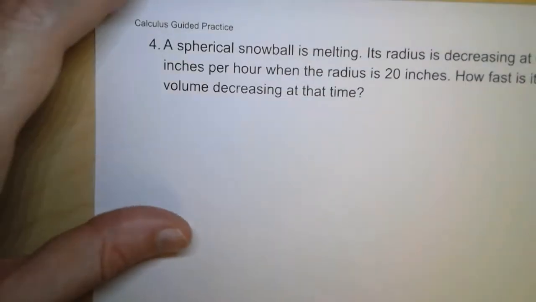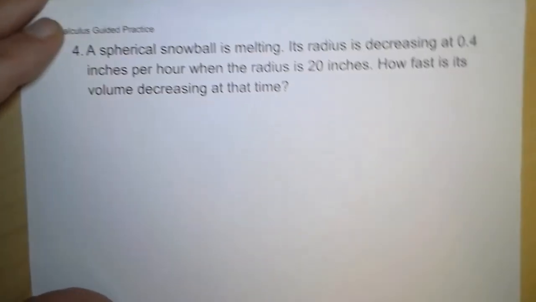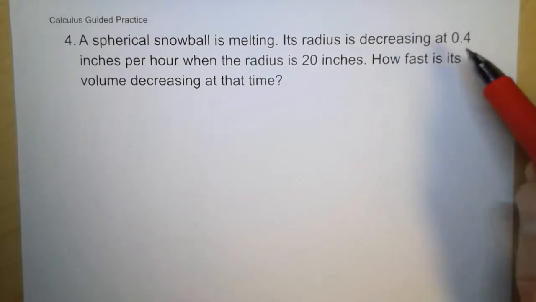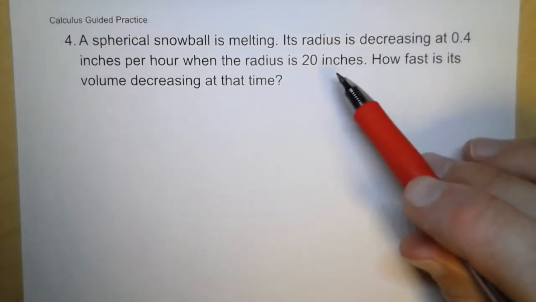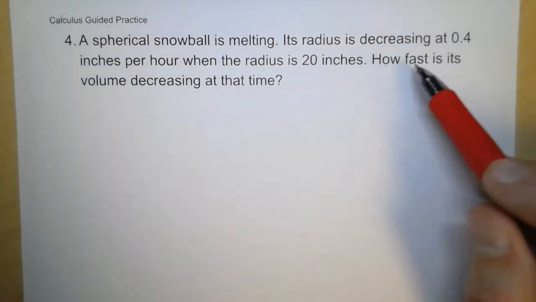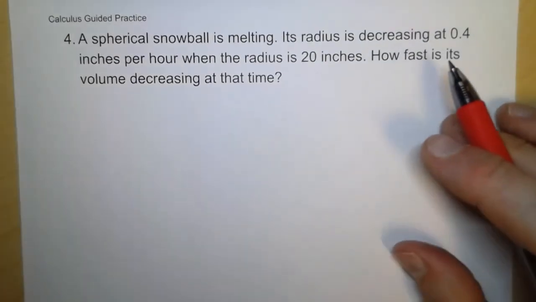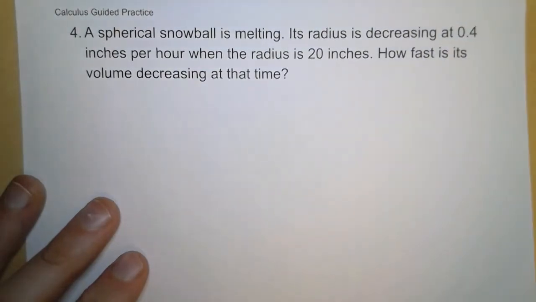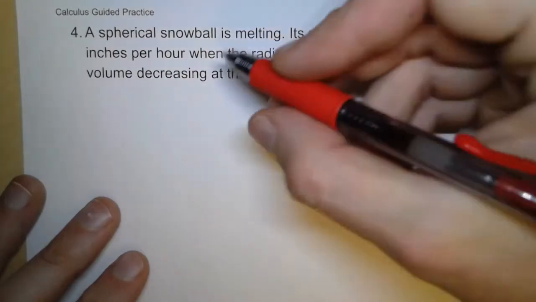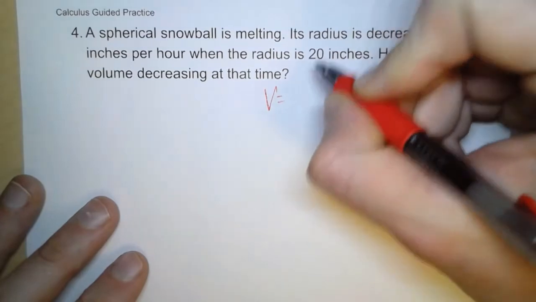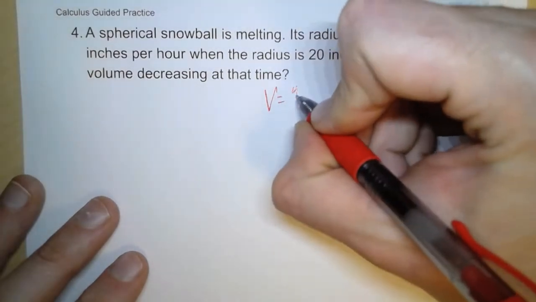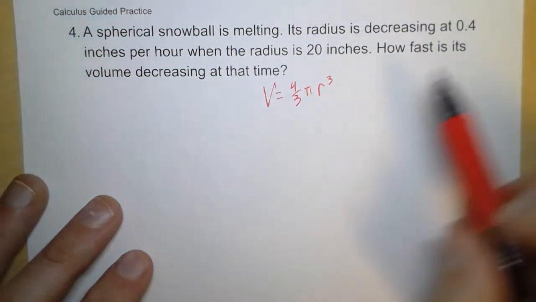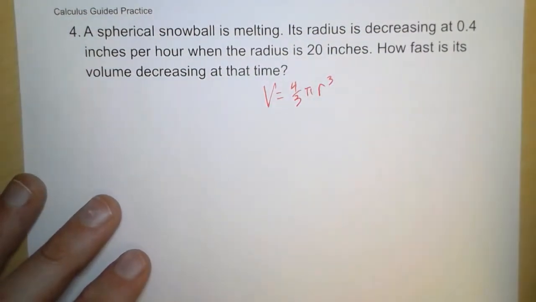All right, let's look at the next problem. Here we're talking about a spherical snowball. And so it's saying the radius is decreasing at this rate when the radius is that amount. And so we want to know how fast is the volume decreasing. So we're talking about radius and we're talking about volume of a sphere. So that means that our volume formula is the volume formula for a sphere, 4/3 pi r cubed. Now, unlike the last one, there's only one variable, so we don't have to make any substitutions.